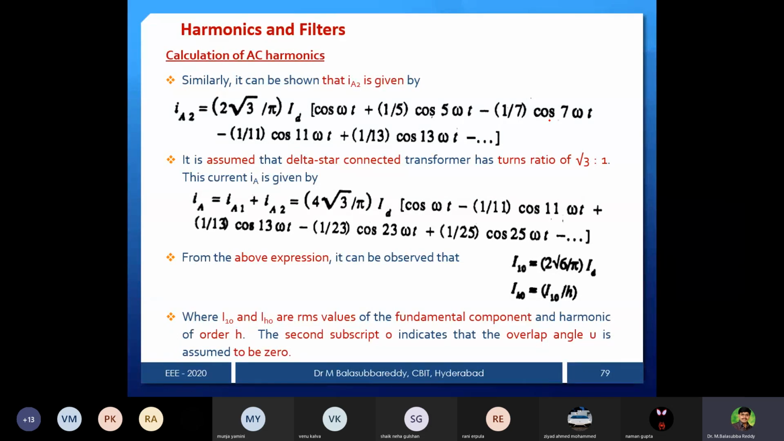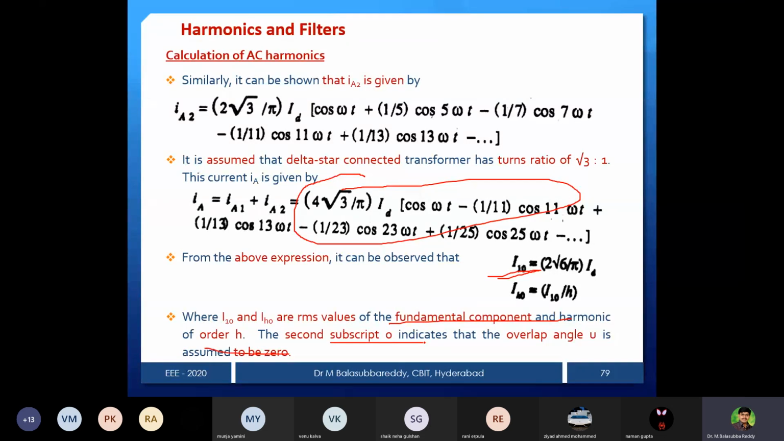So if it goes 2 in the root side, we will get it as a 4. So 4 into 2. I mean, you can see that this expression will be in terms of the fundamental expression. So we will write it in terms of the fundamental I01 and IH0, or we call it as RMS values of the fundamental. So RMS means again root 2 will be there, that root 2 into root 3 will get it as a root 6, the fundamental component, and order of H.